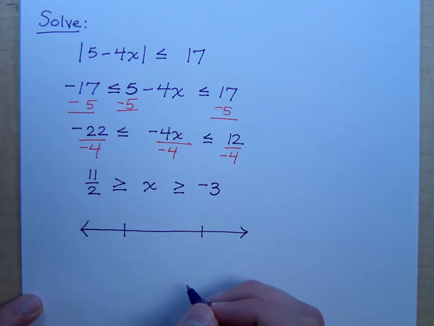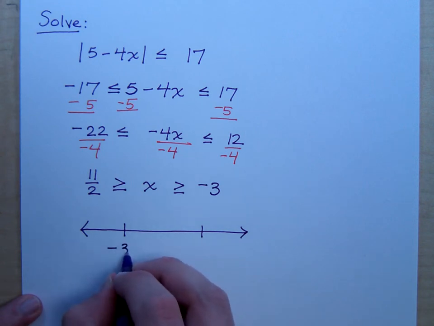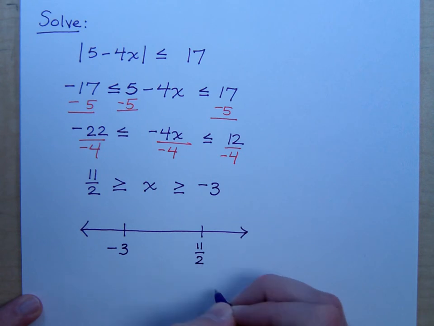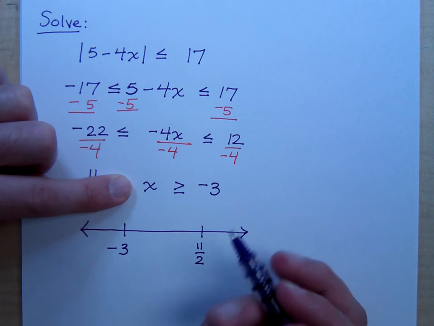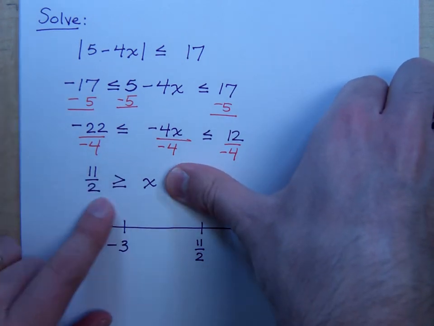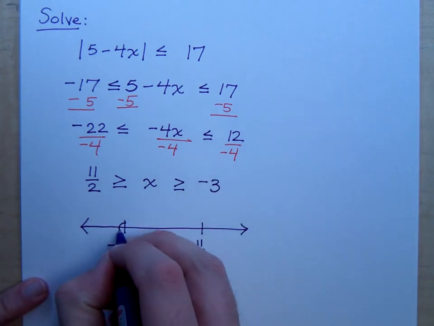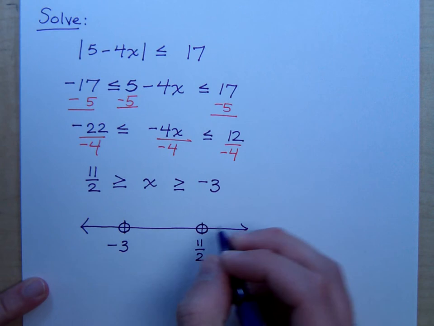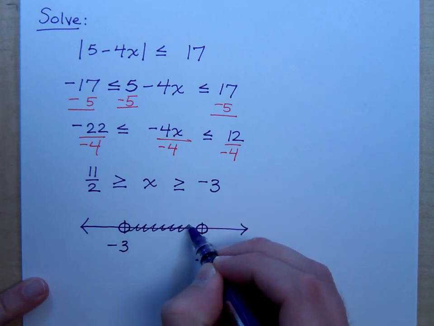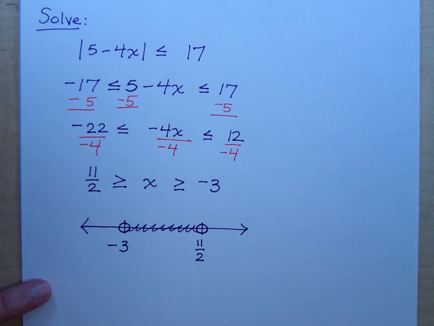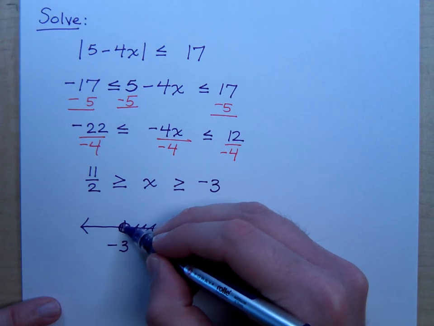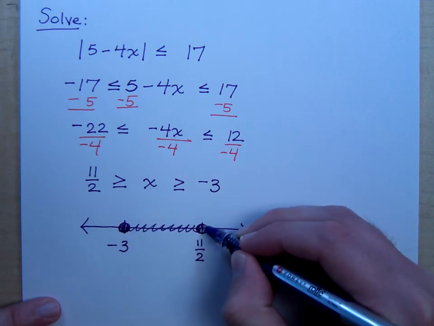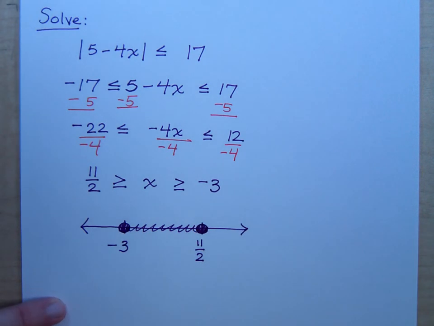How do I put these numbers on here in the proper order? So negative 3 is more on the left than 11 halves. My x is between these guys, right? If you read this, it says x is greater than or equal to negative 3. If you read this, x is less than or equal to 11 halves. So that means my solutions are where? They're in between. Do I include the endpoints? Why? Not because it's greater than, but because it is the equal to option there. So there we go.